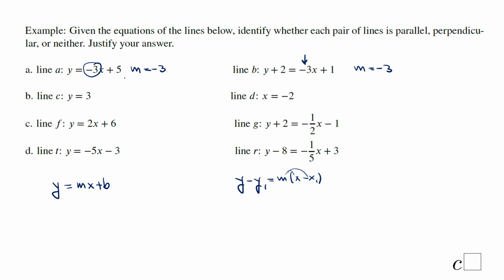So if we look at these two, they are the same, which means they are parallel lines. That means nothing else than line A and B are parallel lines. Let's go to part B. Part B, y equals 3. That is a horizontal line, right?